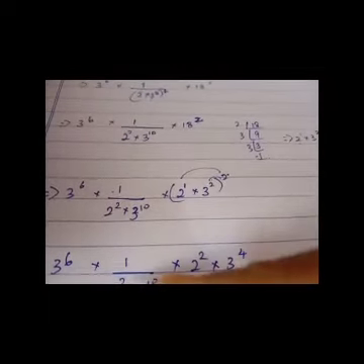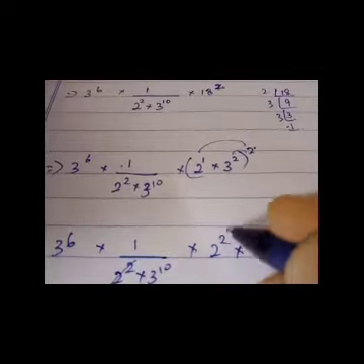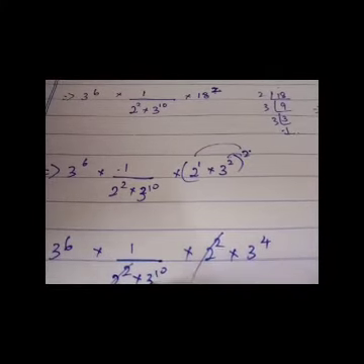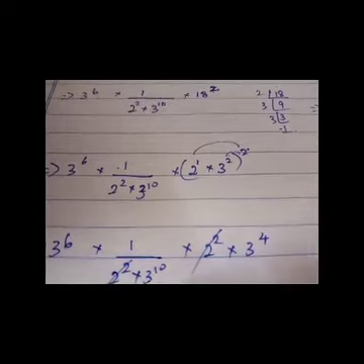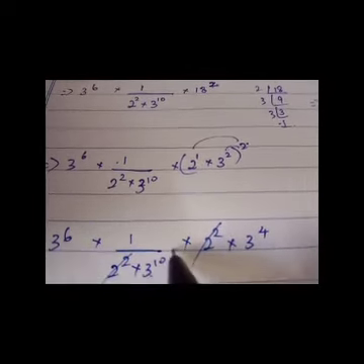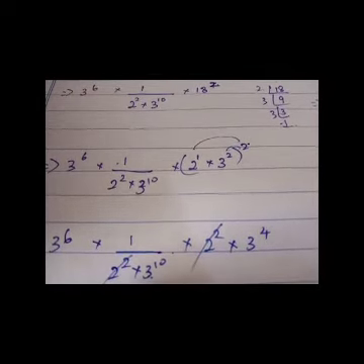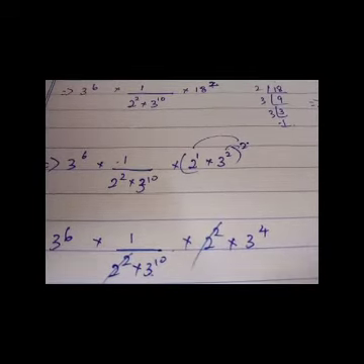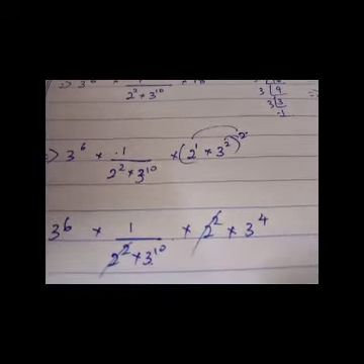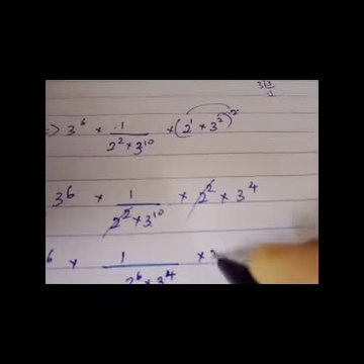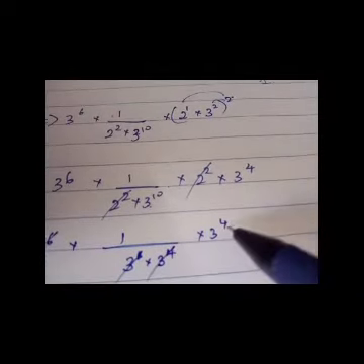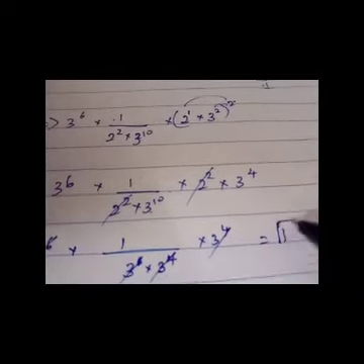Now you can cancel this, no? 2 power 2 and 2 power 2, and then here this 3 power 10 you can write as 3 power 6 into 3 power 4. So if you cancel this and this, 3 power 4 into 3 power 4, which is equal to 1.